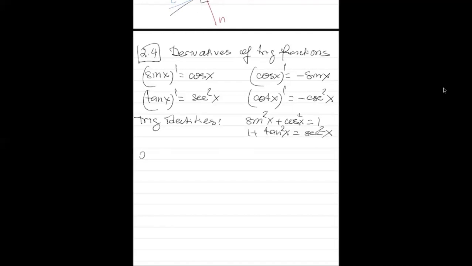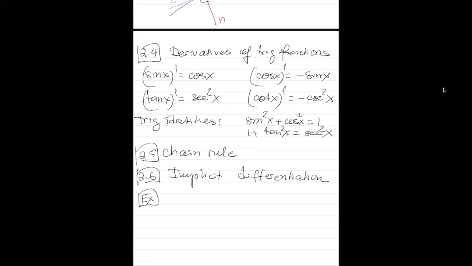2.5, we introduce the chain rule. That's when we have composite functions, not just simple functions. 2.6, implicit differentiation. And that is when you cannot solve for y, or it's difficult to solve for y, you can still find the derivative. So we're going to have some examples here.